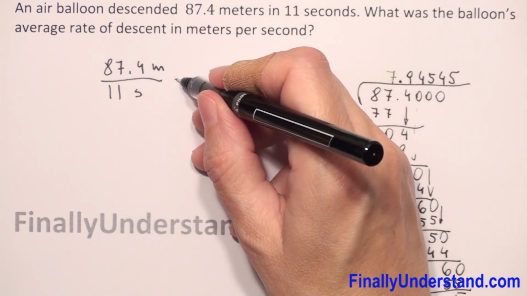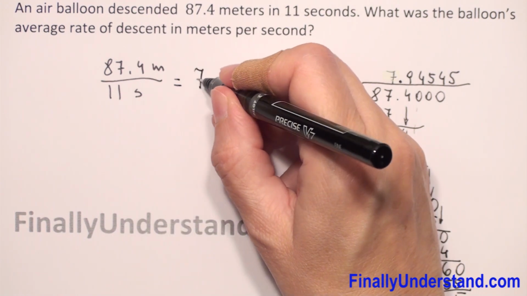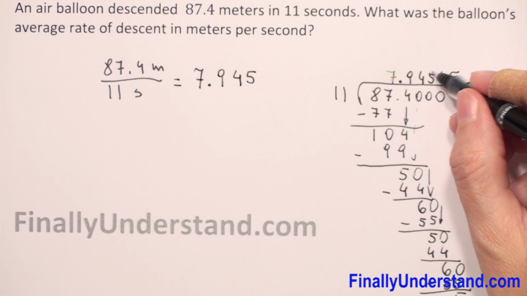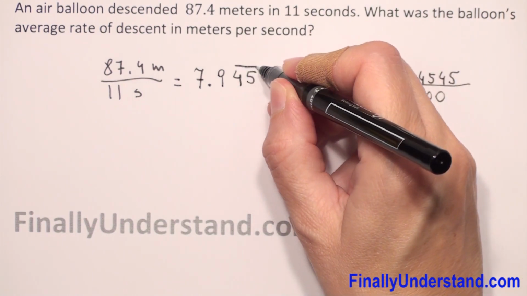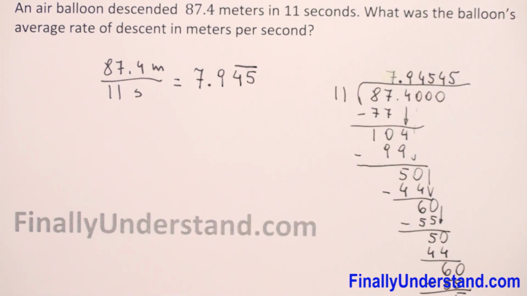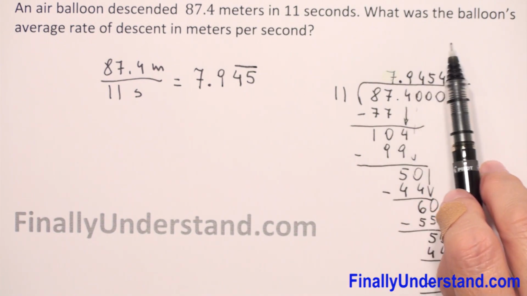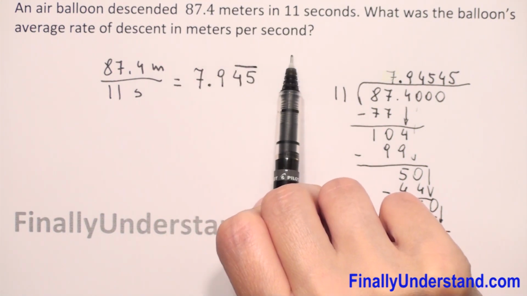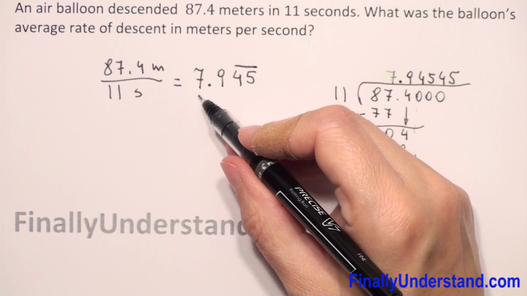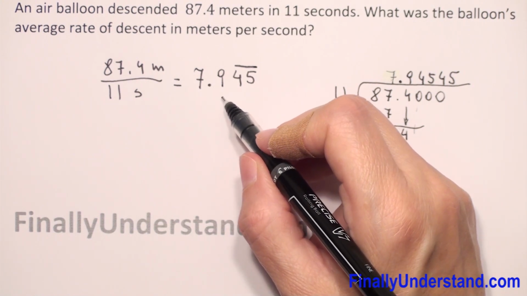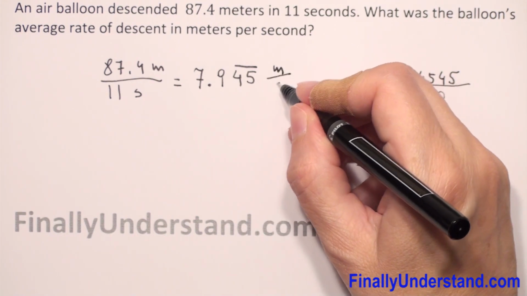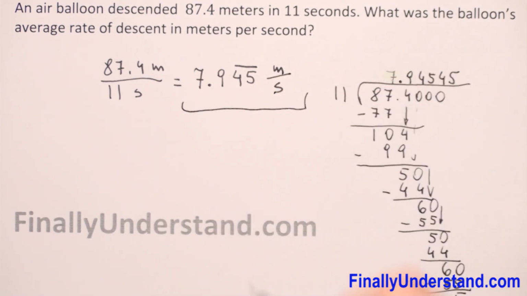So we can write that this is equal to 7.9, and because 45 repeats, I will draw the bar above. It means that these two numbers repeat. So we have the question, what was the balloon's average rate of descent in meters per second? It is 7.9 with 45 repeating meters per second. This is my solution.